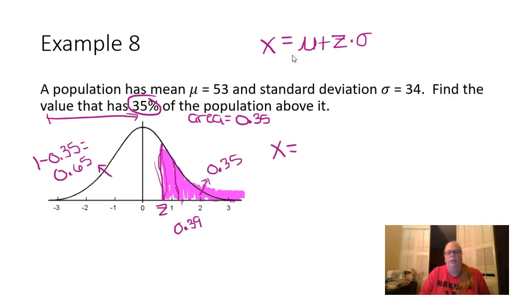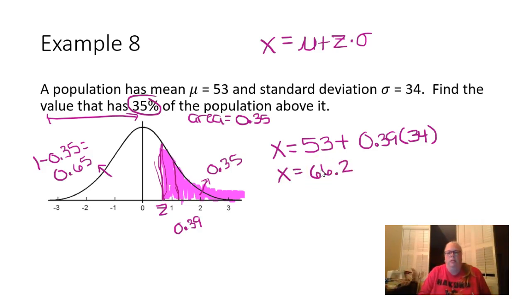All right, so this is going to get me to my data point a lot quicker. My data point is going to be equal to the mean that I was given, 53, plus the z-score we just found, which we said was 0.39, times the standard deviation we were given, which was 34. We put all that into our handy-dandy calculator, and it gives me 66.26. So the data point that has 35% of the population above it would be 66.26.